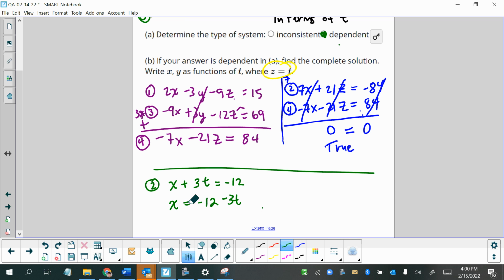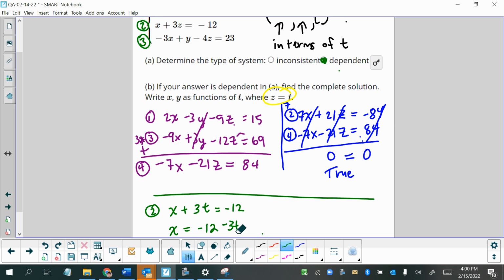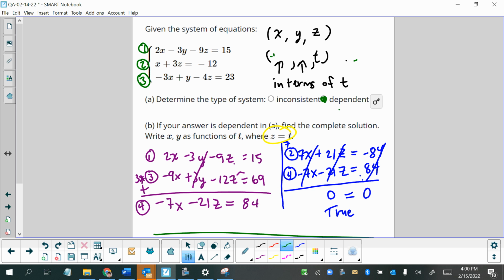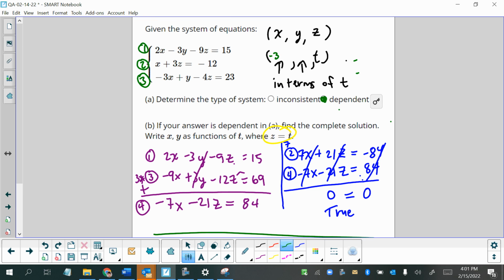Okay, now that I have an expression for x, I can write that up here in my ordered triplet. So I'm going to write x equals negative 12 minus 3t for my x term. It could also be written negative 3t minus 12. Either one is fine. They mean the same thing. Okay, and then I have my comma here. I messed it up. Negative 12 minus 3t or minus 3t minus 12. Okay, so now I've got the x part.